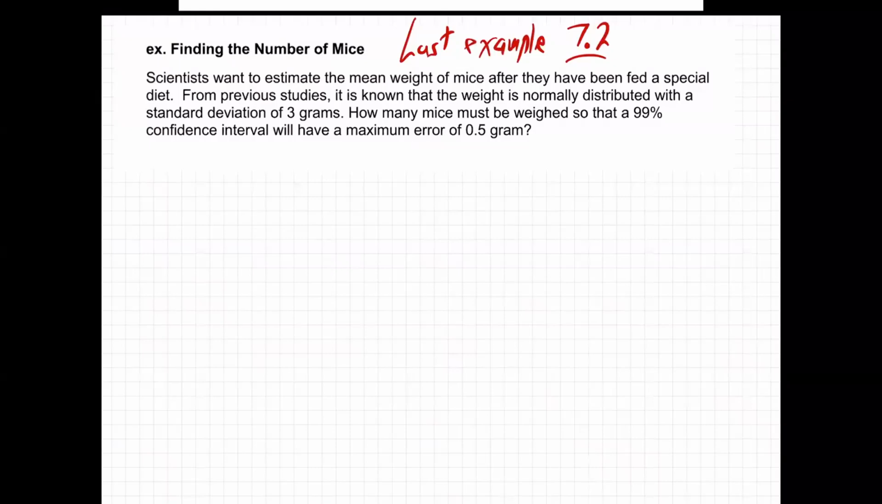All right, so what we're wanting to do on this question, it says scientists want to estimate the mean weight of mice after they have been fed a special diet. From previous studies, it is known that the weight is normally distributed with a standard deviation of 3 grams. How many mice must be weighed so that a 99% confidence interval will have a maximum error of 0.5 grams?